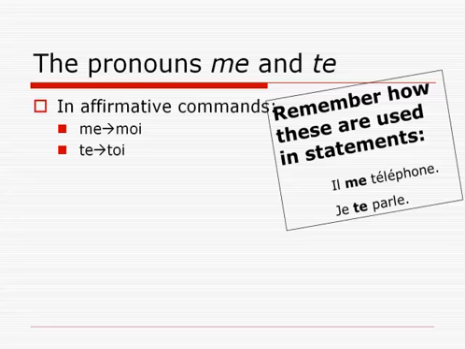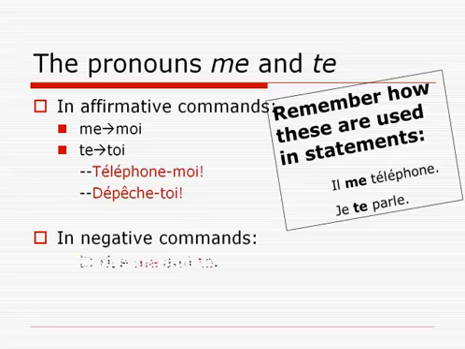Toi is what you're going to use for you, like te in that statement. So if I want to say, call me, it would look like this, téléphone-moi. I've hyphenated the pronoun and the verb. If I wanted to use a reflexive verb, dépêche-toi. I've hyphenated the verb dépêcher with the pronoun toi.